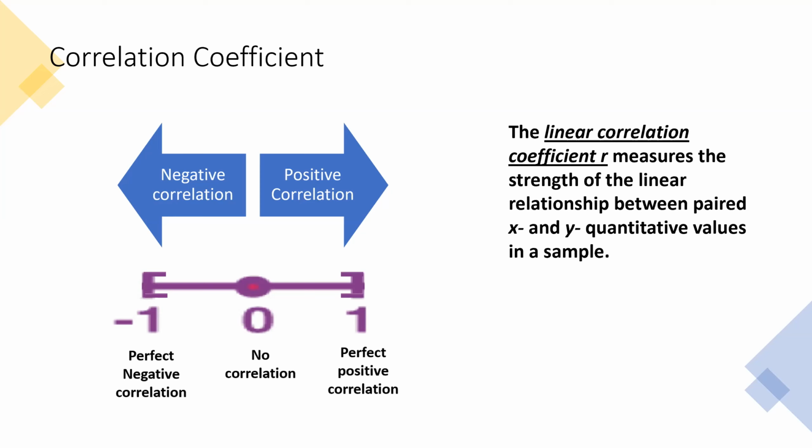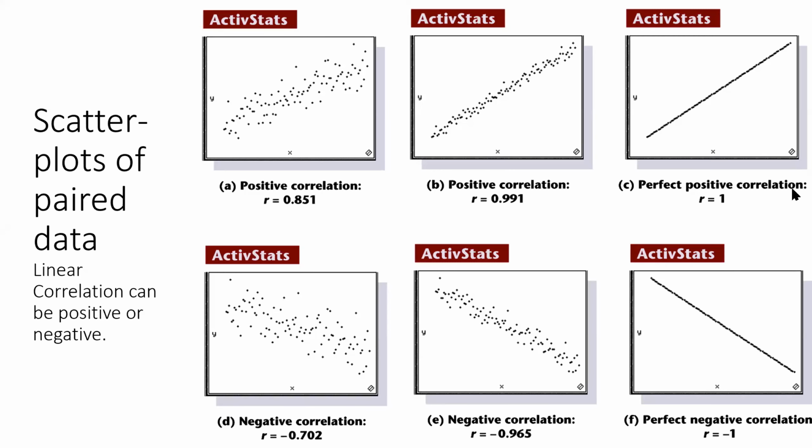For example, the more classes a student misses, the lower the grade on the final. So that would be an example of a negative correlation. So here are some examples of linear correlation. In the first slide, we have a positive linear correlation with a correlation coefficient R of 0.851.